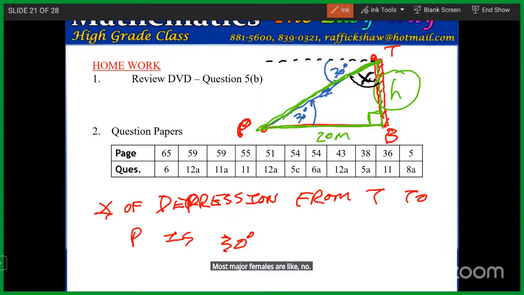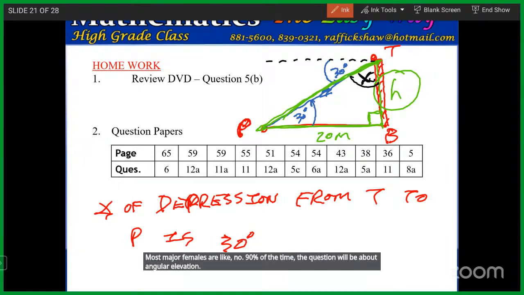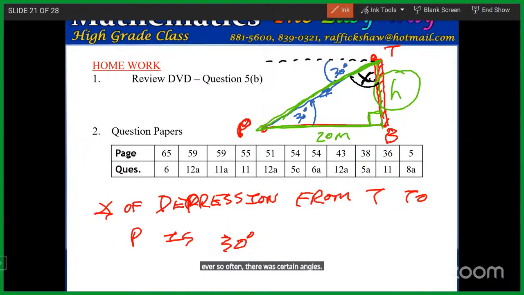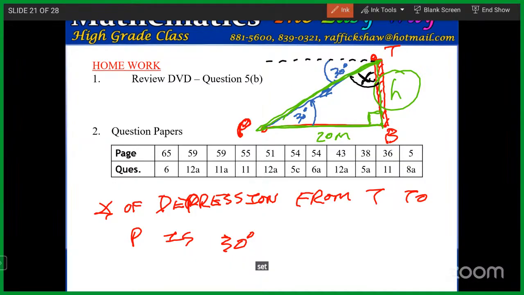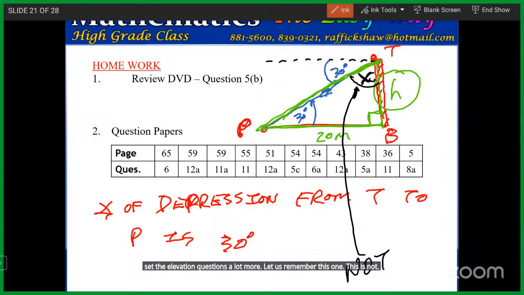Now, 90% of the time, the question will be about angle of elevation. Every so often, they will set a question with depression. Maybe that's one of the reasons why people make mistakes with angle of depression questions, because they don't set them very often. They tend to set the elevation questions a lot more. So let us remember this one. This is not the angle of depression. It's not measured from the vertical, it's measured from the horizontal. So let us not put any angle of depression there, please. Remember that one.